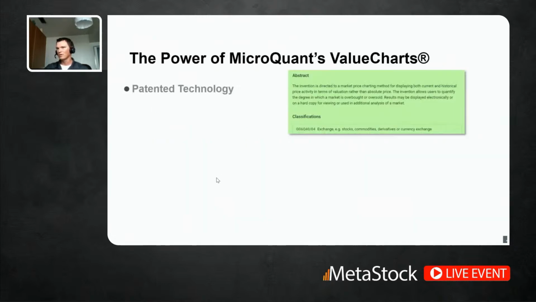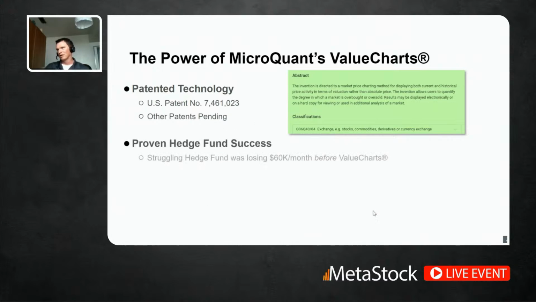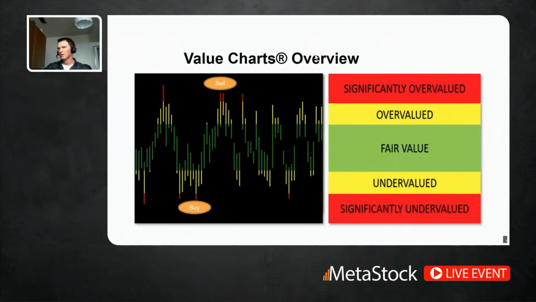So going into the MicroQuant's value charts, like I said, it's patented. It's not pending anymore. It's actually a patented technology now. But as I already mentioned, I don't necessarily need to show this because I already mentioned that he helped the hedge funds go from negative $60,000 on a monthly basis to turning a profit of $30,000. So this is the slide that I actually wanted to get to.